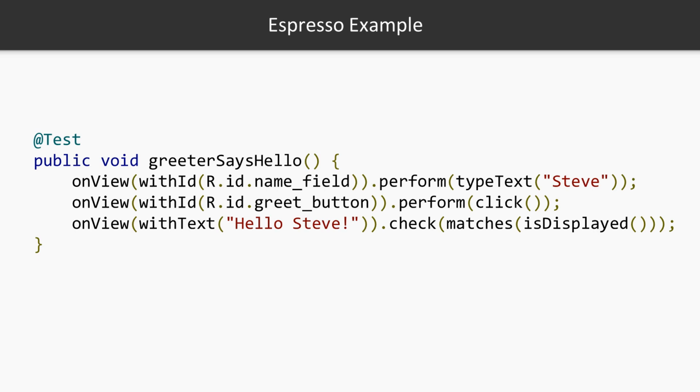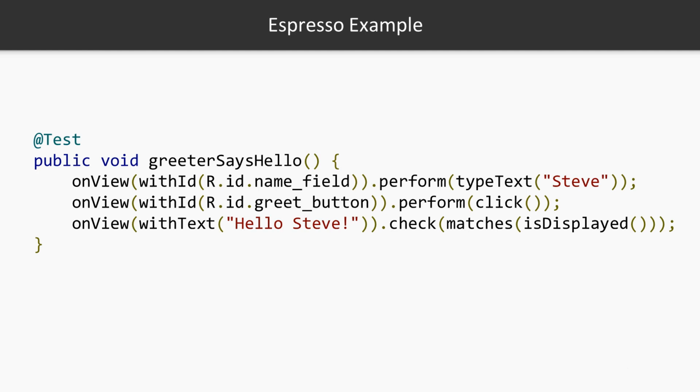looking up a view with an ID called name field and then entering some text. Then we can find another view that's actually a button, and we find that by using ID greet button. Then we click it, and finally we check if the outcome of that operation is the view that contains text, hello Steve, and if it's displayed.